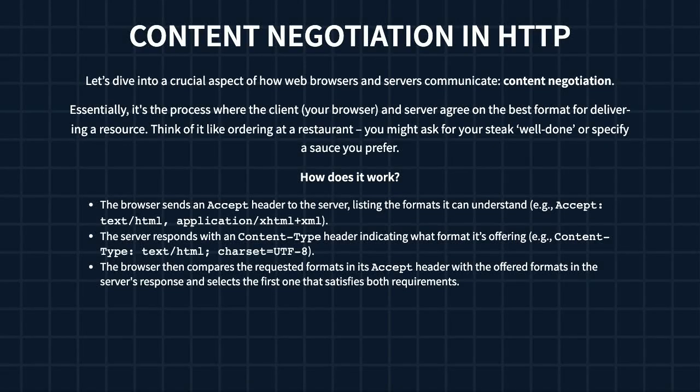Okay, so content negotiation is all about figuring out how best to deliver a web page or other resource to your browser. It's like a little dance between the client, your browser, and the server. The browser tells the server what formats it can handle, and the server responds by saying, "Here's what I offer." The browser then picks the format that both sides agree on. This ensures you get the resource in a way that works best for you, considering your capabilities and the server's choices.